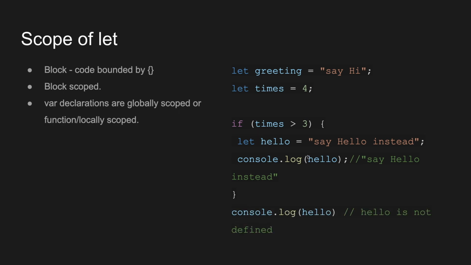And if we try to access hello from inside, then it will be alright. But if we try to access hello from outside, then we get an error which is hello is not defined. Now declaration of let. Let can be updated but not redeclared.